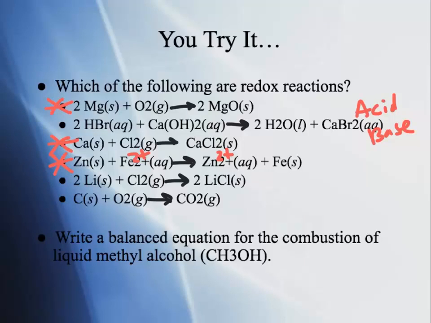You can see that zinc starts off with no charge and ends up with a charge of 2+. That means it lost electrons. Oxidation is loss, so zinc is oxidized. And Fe starts off with a 2+ charge and goes down to 0. So it gained 2 electrons, so it is reduced, because reduction is gain. OIL RIG. OIL RIG.